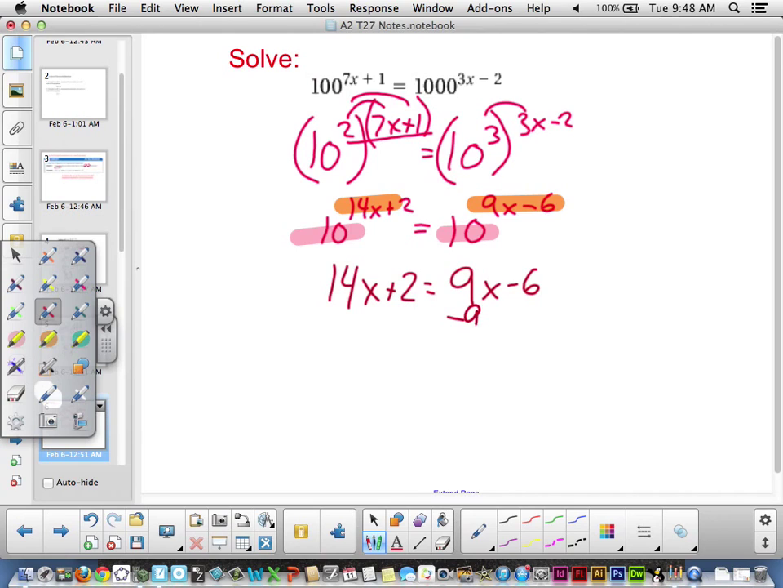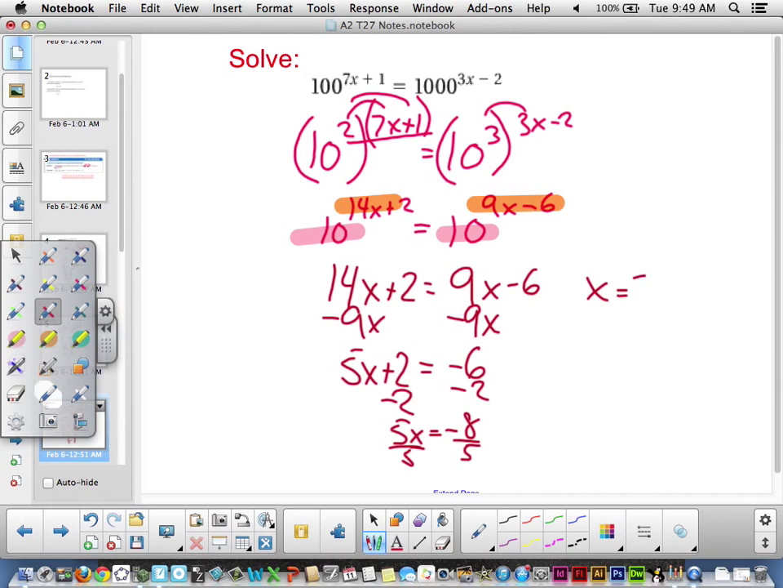Then solve it like you would any linear equation. Subtract 9x from both sides. We got 5x plus 2 equals negative 6. Subtract 2, we got 5x equals negative 8. Divide by 5, x equals negative 8/5, or you can say negative 1.6.